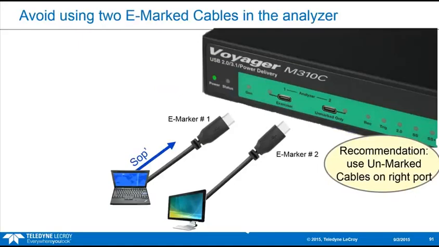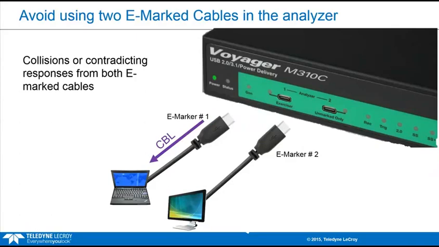A couple of interesting points to be aware of when trying to test with Type-C. Avoid using two marked cables in the analyzer. When you have a marked cable, the DFP can send cable messages, right, which actually pass through the analyzer to the other side. The cable doesn't eat the messages. So these SOP prime packets will actually pass all the way through to the UFP, and he's just supposed to ignore it.